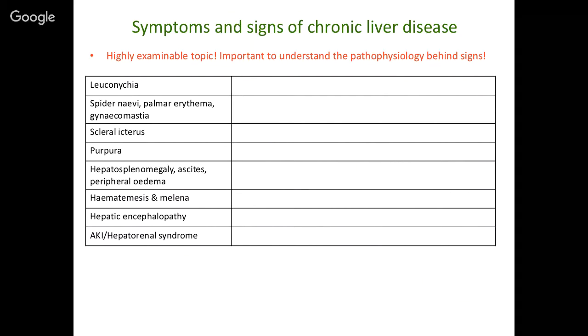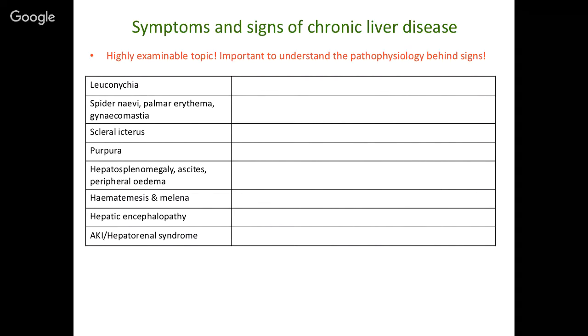So now we're going to go through symptoms and signs of chronic liver disease. So, by the way, viral hepatitis isn't the only cause of chronic liver disease, but it's the main one I want to focus on for now. So, leukonychia. Firstly, what is leukonychia? White spots on the nails. Yep, white discoloration in the nails. Good. What is it indicative of?